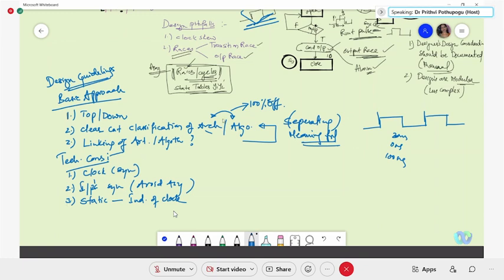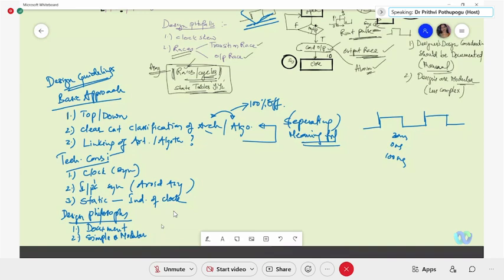The last point I have given is the design philosophy. Just now, what we said here: documentation should be given, and the second one is that designs should be simple and modular. Why? What is the reason for this modularity?